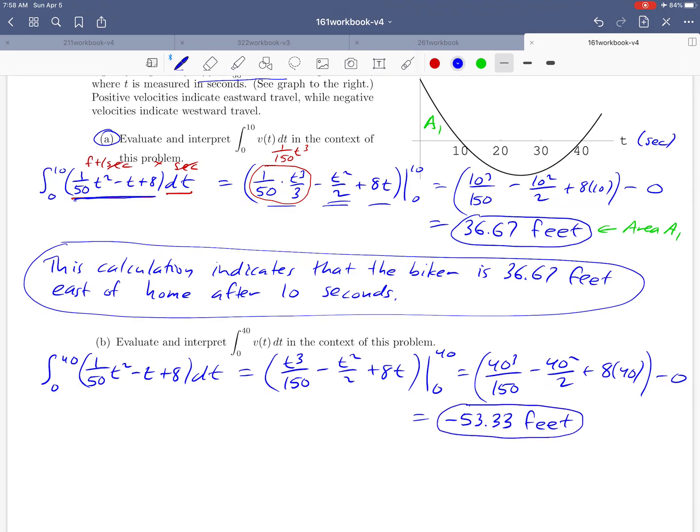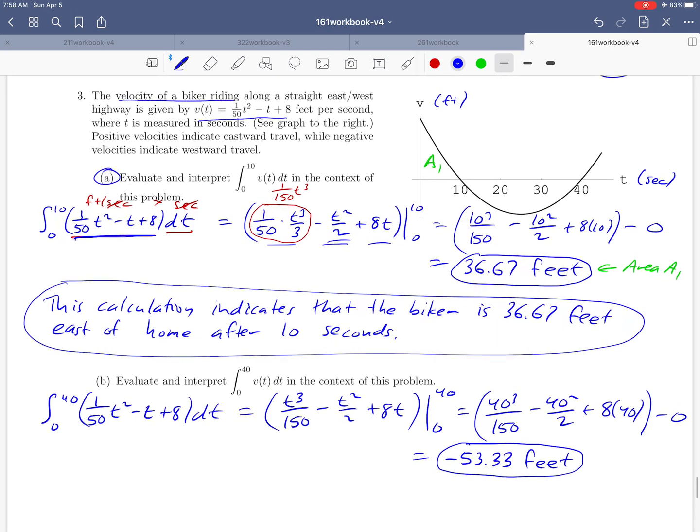And what does that number mean? Well, the fact that that number is negative means that we have to be careful how we phrase this answer. It would not be accurate to say, for example, that negative 53.33 feet is the distance traveled, because distance can't be negative. So what does that negative 53.33 really mean?